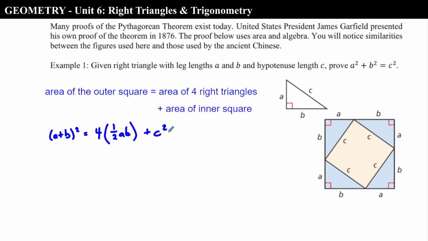So, go back to your algebra skills. We are going to expand this binomial. When you do that, you're going to get a squared plus 2ab plus b squared equals 4 times 1/2 is 2, so you have 2ab plus c squared. And you can subtract 2ab from each side, and we're left with a squared plus b squared equals c squared. So that is our first proof of the Pythagorean theorem.